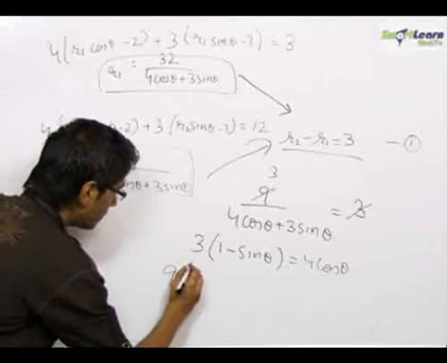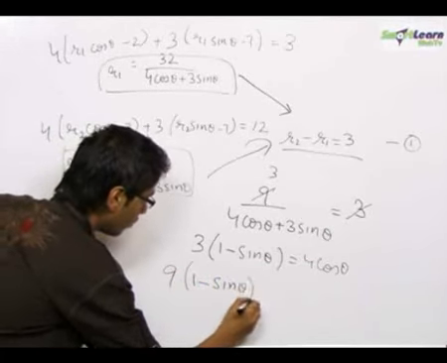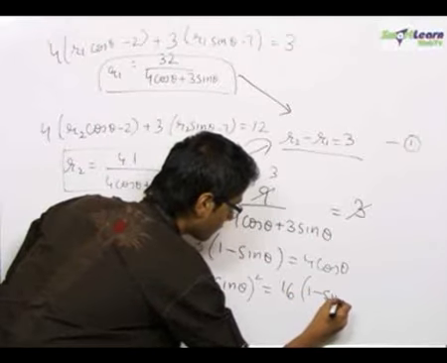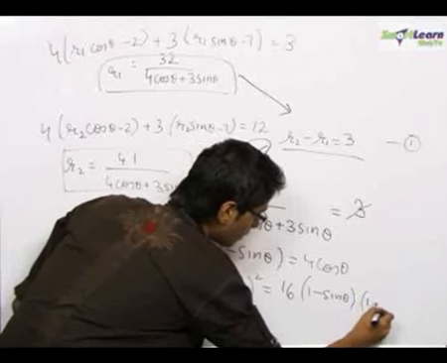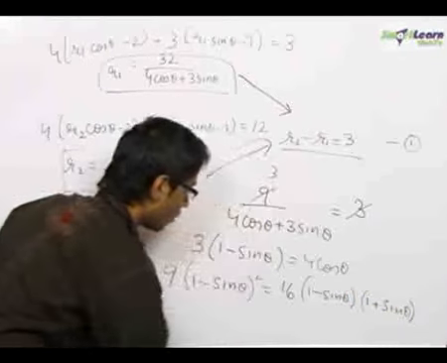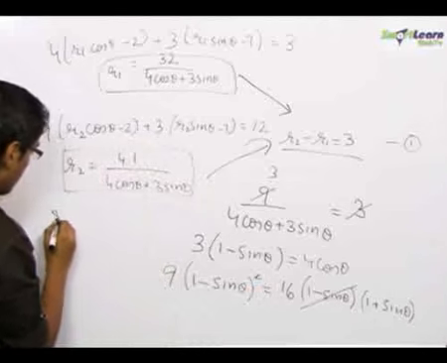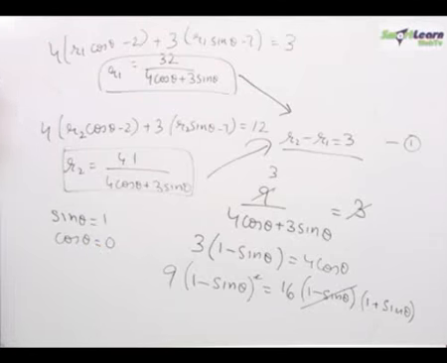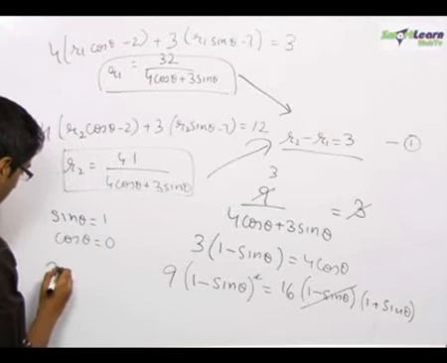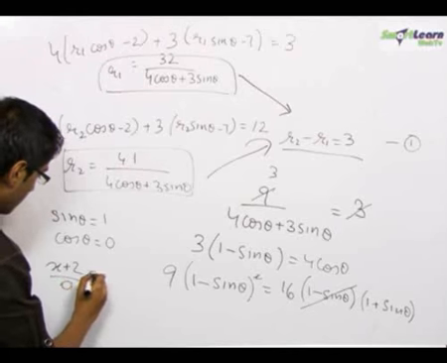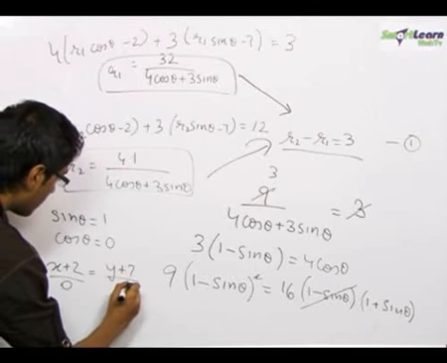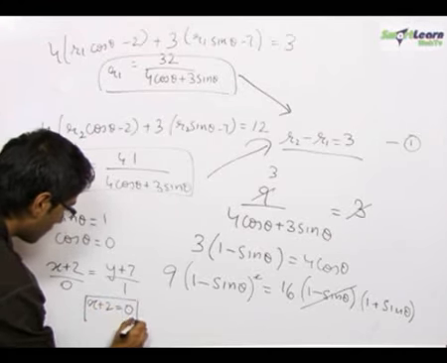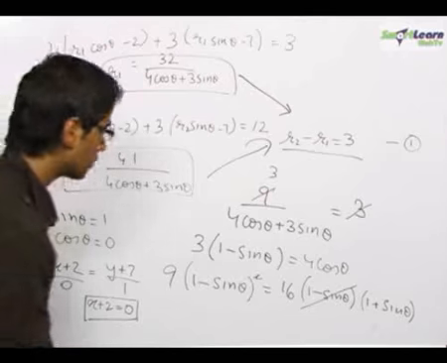Now we can square both the sides to get 9(1 - sin θ)² = 16 cos² θ, and we can write cos² θ as 1 - sin² θ, which gives us (1 - sin θ)(1 + sin θ). On cancelling one of the factors, we can write sin θ = 1, which gives cos θ = 0. So our line (x + 2)/cos θ = (y + 7)/sin θ gives us x + 2 = 0. This is the first equation of the line.